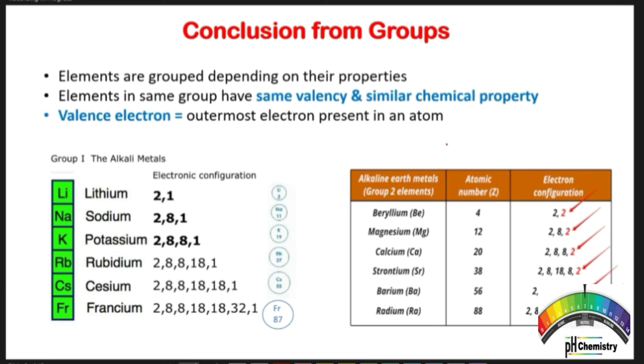I told you earlier also, all the elements are arranged according to their chemical or physical properties. All the elements having similar properties are present in a similar group. Elements in the same group have the same valency or similar chemical properties. What is meant by valency? To understand valency, we'll first see what is meant by valence electron. The last electron present in any element is known as the valence electron. So in lithium, this is the valence electron.